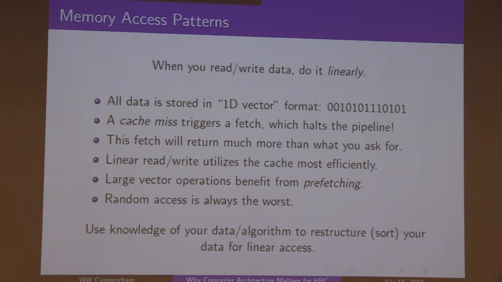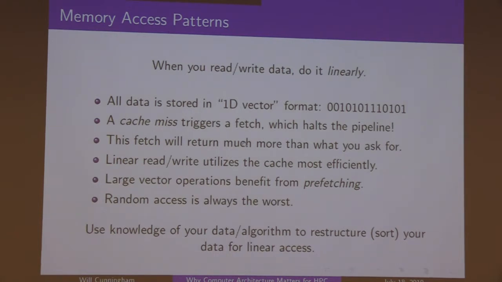And so if what you're trying to read or write is not in the cache, it will trigger a cache miss. And so this results in a fetch. It halts the pipeline. It slows everything down. So I mentioned there's this multi-stage pipeline, and that means that the processor, even as it's executing one thing, is preparing to execute many more things. So halting the pipeline is a very bad thing.